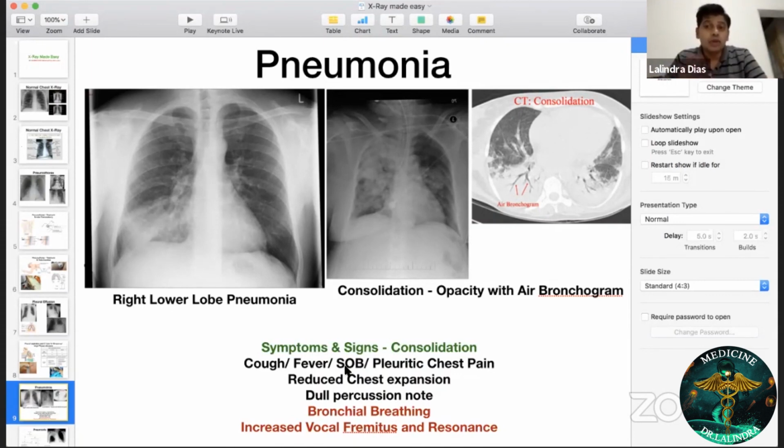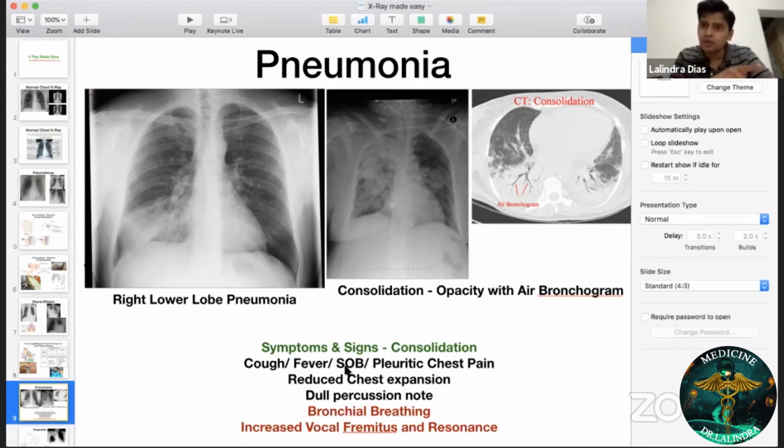Also, when you auscultate with your stethoscope over the pneumonia, you will hear localized crepitations, crackles. Another very important physical sign is bronchial breathing, that type of breath sounds. You get bronchial breathing when you listen over a consolidation or over a pneumonia. Consolidation is the respiratory diagnosis, and we call it pneumonia as the pathological term. Also, over the pneumonia, your vocal fremitus and vocal resonance are increased.